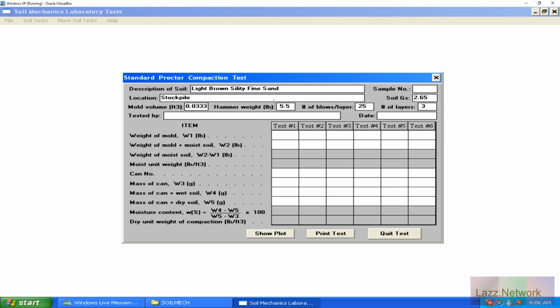Kind of like what I was talking about, we got our hammer weight, 5.5 pounds, and our number of blows, 25. Technically, since we're doing a standard proctor, your hammer weight is going to be 5.5 pounds, and the number of blows per layer is going to be 25, since we're doing either method A or C of AASHTO, or method A and B of ASTM. Number of layers, 3. And even though this data is here, it technically doesn't have any bearing on what the formulas and math are.